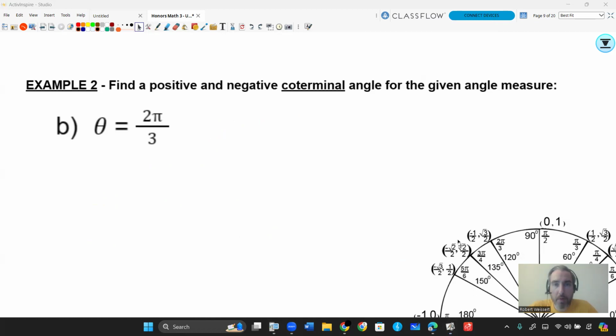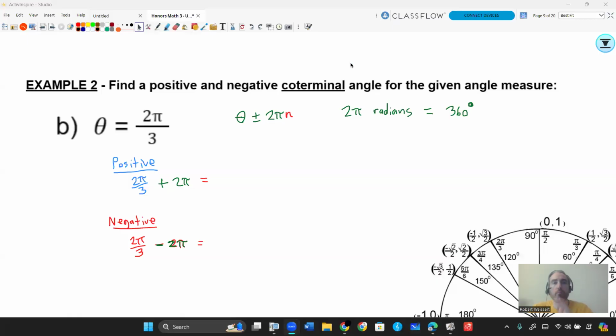All right, let's try the next one with radians. So 2 pi over 3, we want to get a coterminal angle, both positive and negative for this. Pause the video, try it on your own. Okay, the setup is the same as last time. You want to add your full rotation for a positive. You want to subtract for your negative.